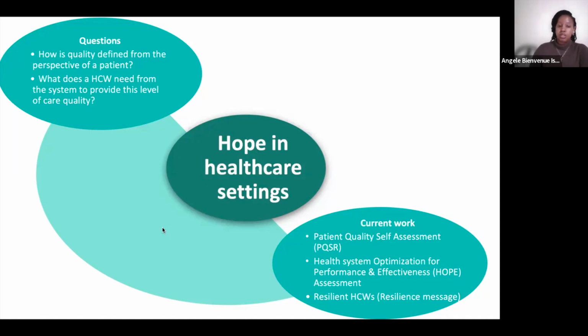The second question that we asked ourselves was, what does the health worker need from the system to provide the high level of quality that is needed? So the solution was to know what the gaps are and what the health worker already has. So we are also developing a tool called Health System Optimization for Performance and Effectiveness, which is called HOPE, where healthcare providers can provide their insight on what the system is providing to them and identify gaps that need to be addressed. We are also implementing a project called Resilience Messages that I will talk about later.